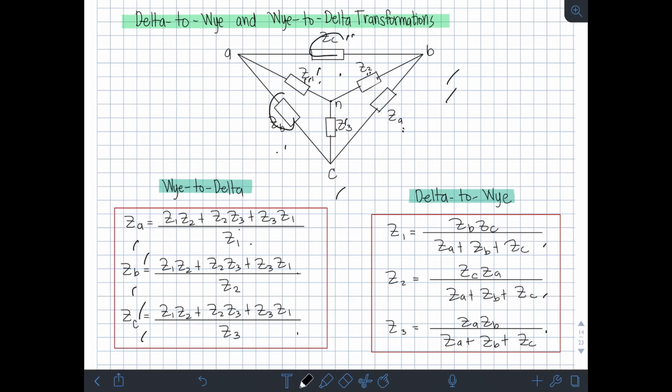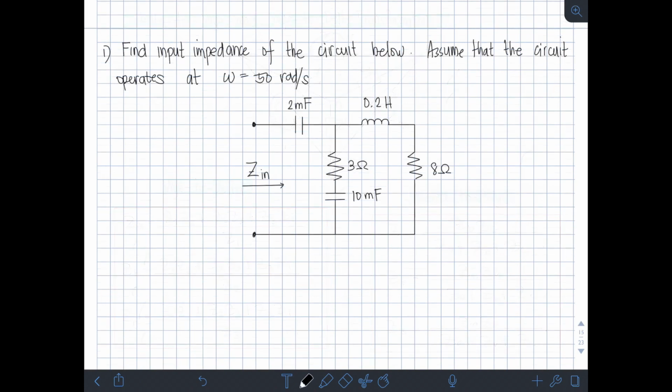Okay, so just remember these formulas. Anyway, we are just recalling what we learned in DC. It's just that our computation is more complex because we now use phasors for impedance. Okay? So, to illustrate the different impedance combinations, let's solve an example. Find the input impedance of the circuit below. Assume that the circuit operates at omega equals 50 rad per second.